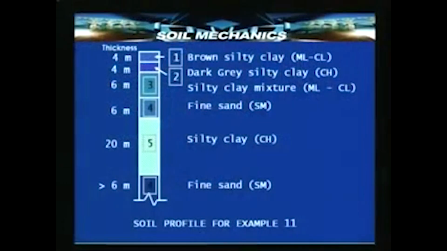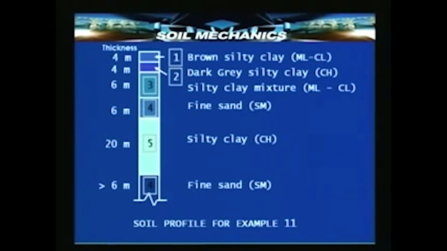So, this is the subsurface profile. There are 5 layers. The first layer is a silty clay layer, the second one is also a silty clay layer, the third one is a mixture of silty clay, then the fourth is sand, the fifth is silty clay, and once again the next layer below the silty clay layer is sand. That means it is a doubly draining layer.